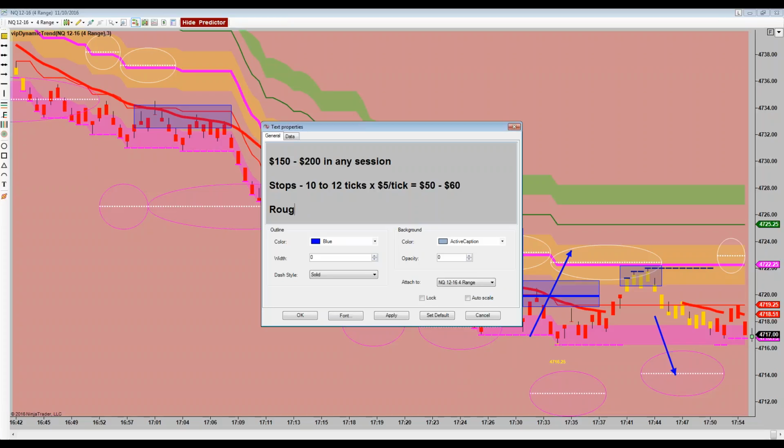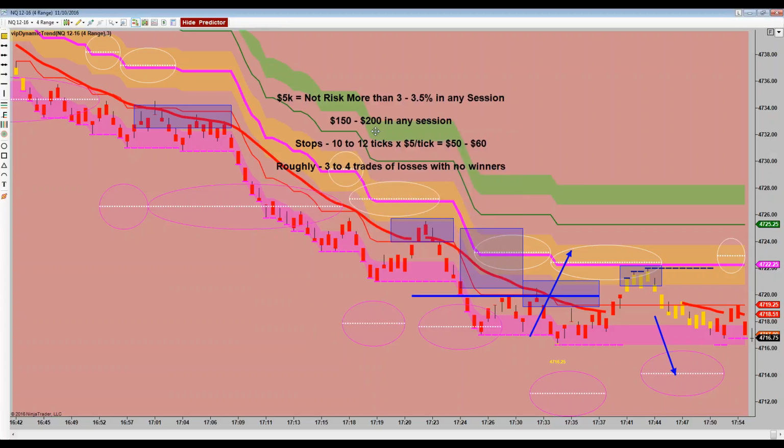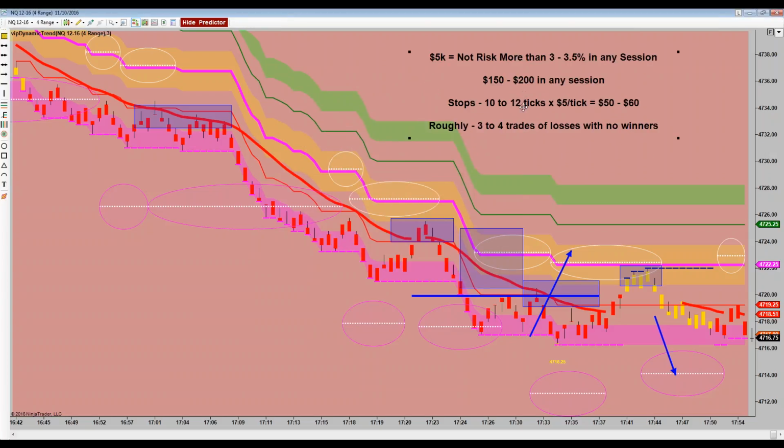And that's good. Three to 4 trades of losses with no winners would be a full stop out for the day. You would have to stop. We call that a stop out. No winners. You took 3 to 4 pops. Boom, boom, boom. All full stop outs for the full 10 to 12 ticks with no winners in between. You would be stopped out for the day with a $5,000 account in that scenario, trading $5 tick instruments. Dollar index, YM, NASDAQ would fall into those categories.